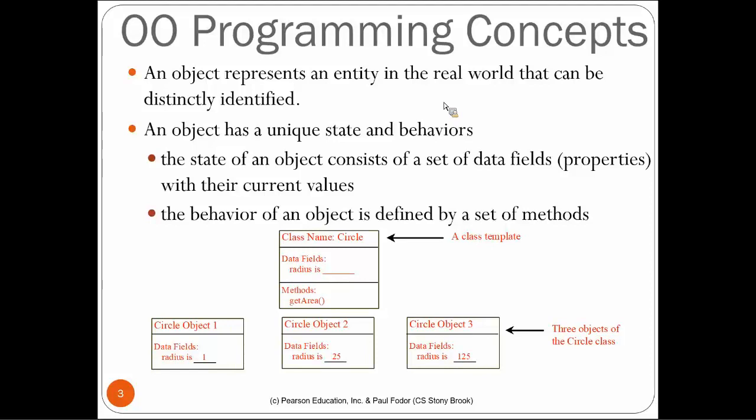So with the object we can ask for this object what is the area of this circle. Then we have three circle objects, object 1, 2, and 3, each one with a different radius. So let's say that in that graphical user interface I have a circle with radius 1, one with radius 25, one with radius 125. For each one of them I can call the method getArea, which will return the area of that specific circle. So for the first one it will return the area of a circle with a radius of 1. For the second one it will return an area of a circle with radius of 25.